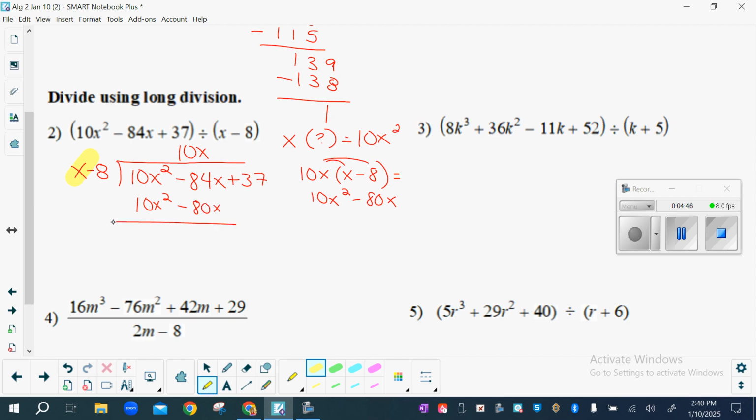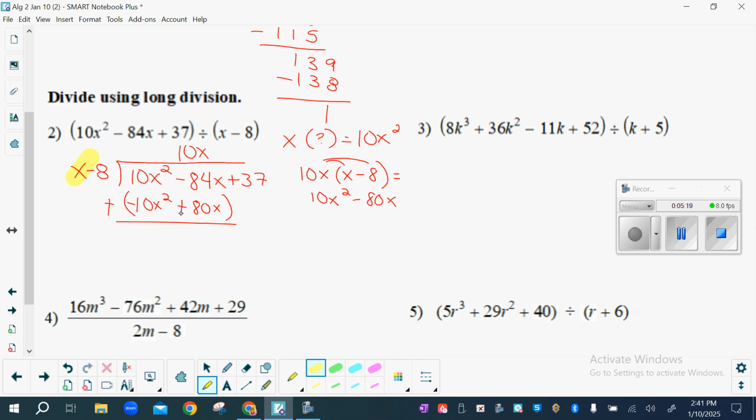And what do we do with these two? Just like long division, we subtract. So this is where it's a little different. We have to subtract all of it. This is two different terms rather than one term. So that means we have to distribute that negative. Okay, so this 10x squared becomes a negative 10x squared. And this negative 80x becomes positive 80x. We have to distribute the negative because we have parentheses there with two terms.